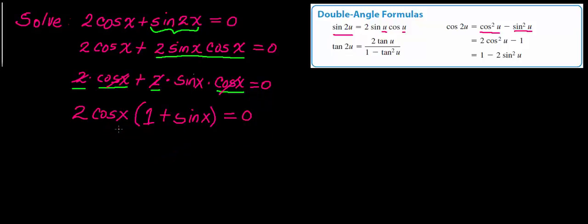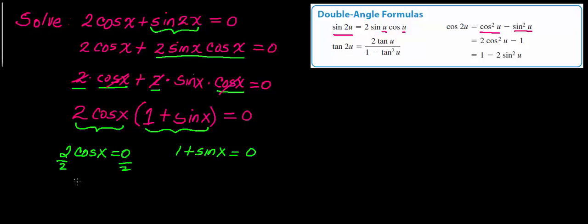Now I can see that I have the zero product property. If something times another thing is equal to 0, then it must be that this term here, 2 cosine x, is 0. So I can write that 2 cosine x equals 0, or 1 plus sine x is 0, or both are 0. Now I can solve for x. I'm going to isolate cosine x by dividing by 2 on both sides. Cosine x equals 0.